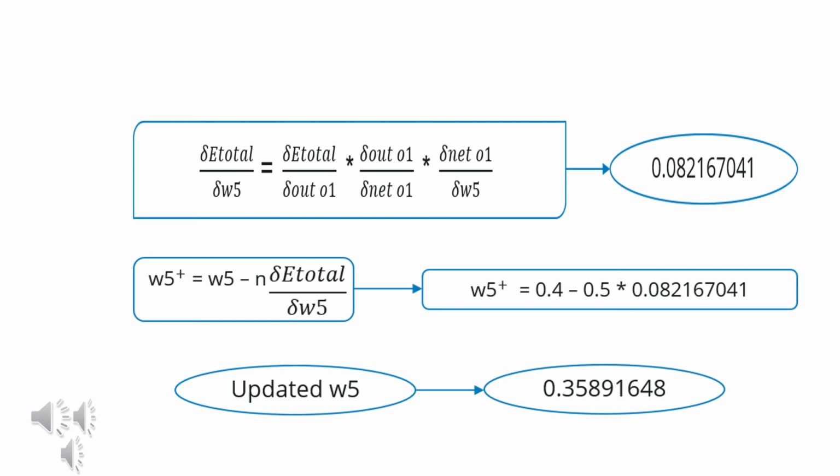Similarly, we can calculate the other weight values as well. After that, we will again propagate forward and calculate the output. Again, we will calculate the error. If the error is minimum, we will stop right there. Else, we will again propagate backwards and update the weight values. This process will keep repeating until the error becomes minimized.